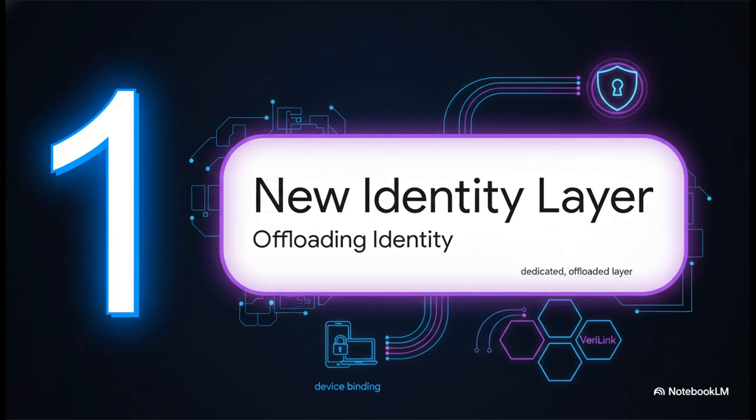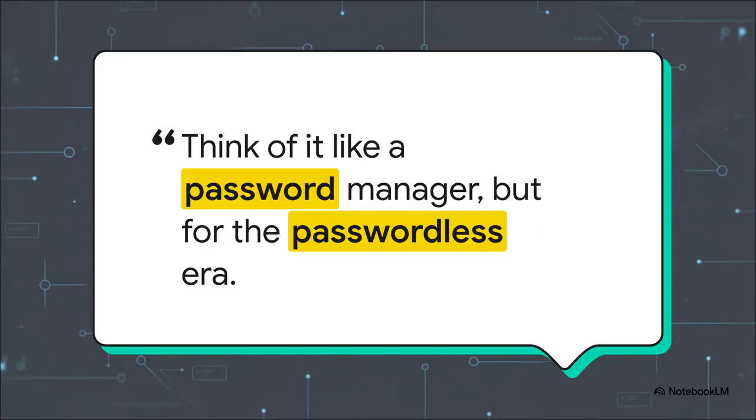Section 1. The new identity layer. Offloading identity entirely. So in modern architecture, identity really shouldn't be some bolt-on feature. It definitely shouldn't be an afterthought that's just tangled up in your core application logic. It needs to be a dedicated, completely offloaded layer. Your platform essentially trusts VeriLink to act on the user's behalf. It becomes the definitive system responsible for verifying exactly who a user is and issuing the tokens that confirm that identity.